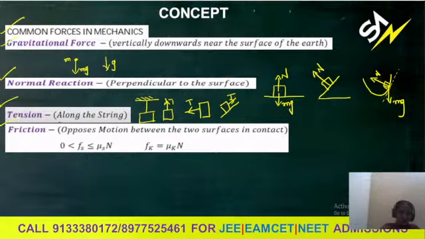Next, friction. Friction is the force which opposes the motion between the two surfaces in contact. Mainly in these laws of motion concepts, we will be discussing two types of friction: static friction and kinetic friction. Static friction has a limiting value. Kinetic friction value is equal to mu k into N.